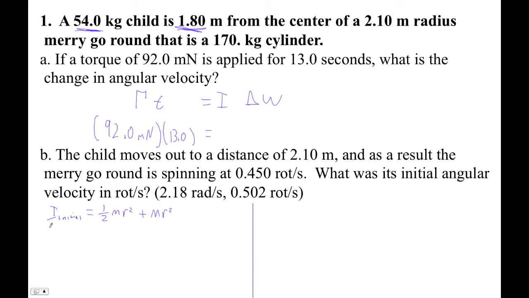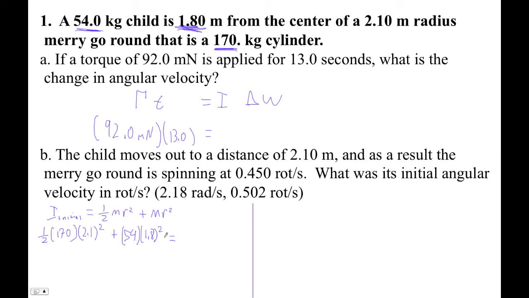So that initial moment of inertia is 1/2, and this is the merry-go-round. So the merry-go-round is 170 kilograms, and then its radius is 2.1. And then the kid, so remember the cylinder is all the way from the center to the outside, but the kid is all of them, we hope, at some particular place. So it's going to be 54. Don't go take your child and press them into a cylinder. And they are at 1.8. They start off at 1.8.